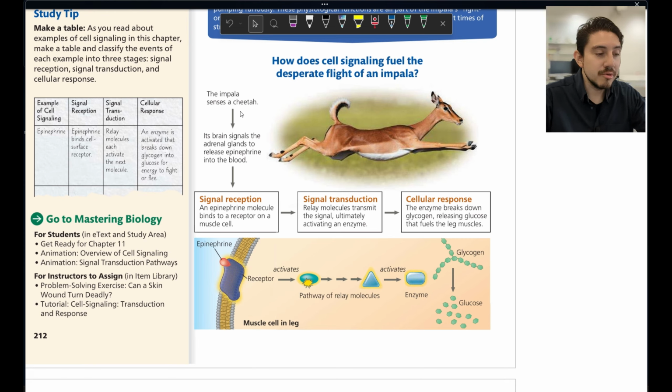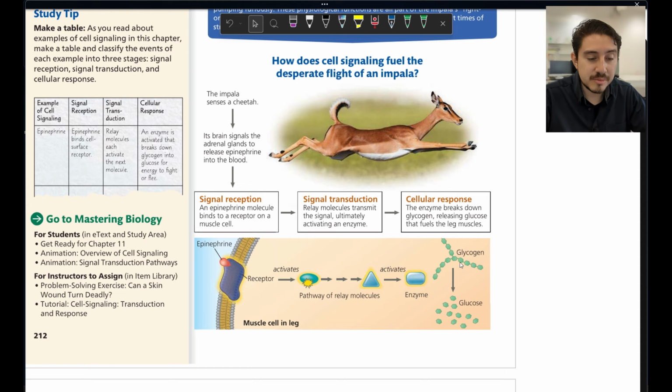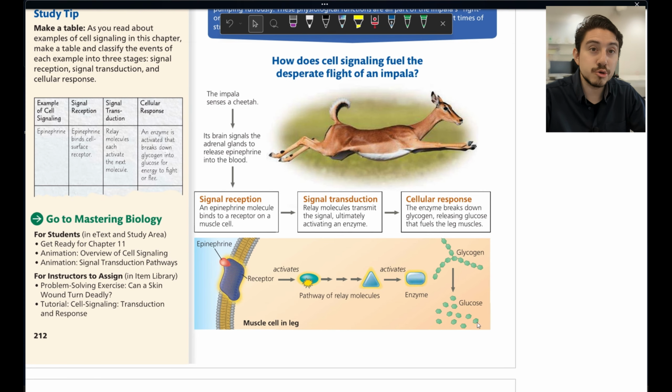This hormone will then produce a signaling cascade, starting from signal reception, where the epinephrine gets bound to a receptor, and that will relay a message through a series of molecules, ultimately to produce a cellular response. In this case, glycogen is broken down into glucose molecules, where glucose can now be used as fuel for the leg muscles during this time of stress.